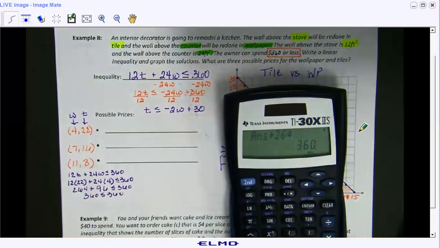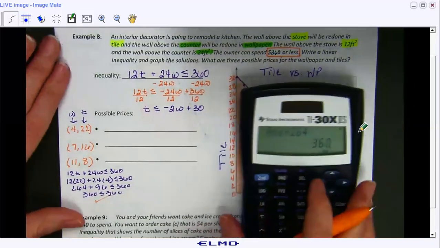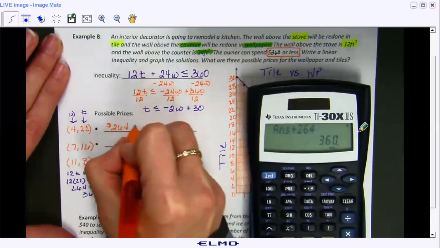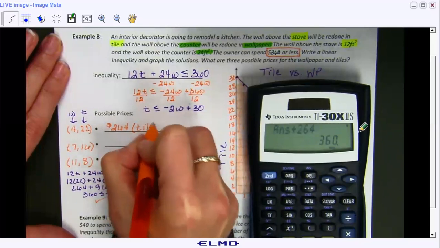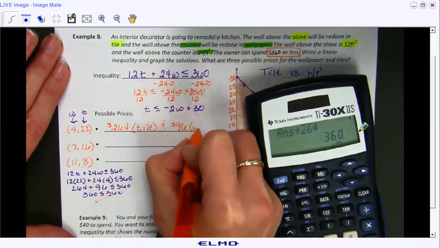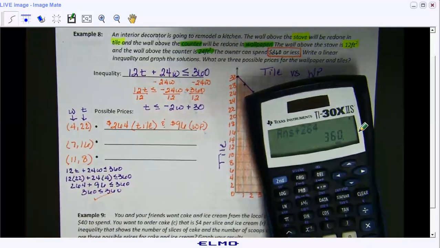So because this checks out, then I can say 2 of the possible prices would be $264 for tile and $96 for wallpaper, and I'm going to abbreviate wallpaper as WP. And so that's how you would check to find some possible prices within the range that they give you, okay? So let's go ahead and complete this same process for 7 and 16, okay?